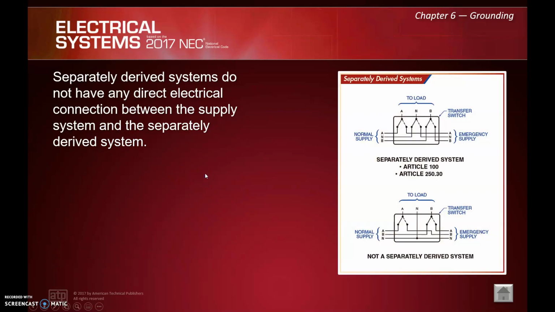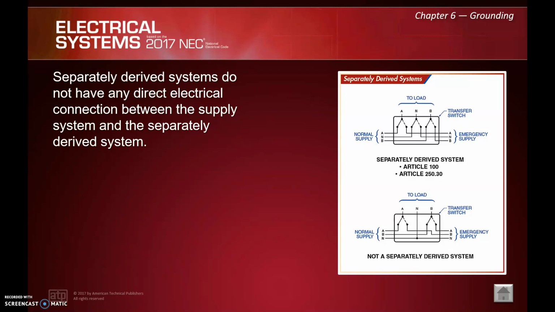They're going to come in here and mention to us that separately derived systems do not have any direct electrical connection between the supply system and the separately derived system. Basically, what are we talking about? If I have a transformer, very common, we have a 480 transformer that steps down to 120/208. There's no physical connection between the primary and secondary side, as we'll learn later on in the year. Because of that, we have a separately derived system.